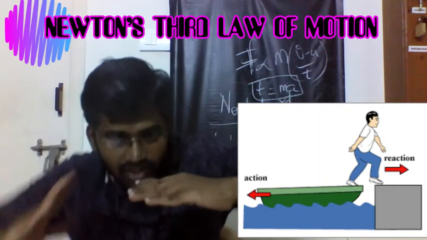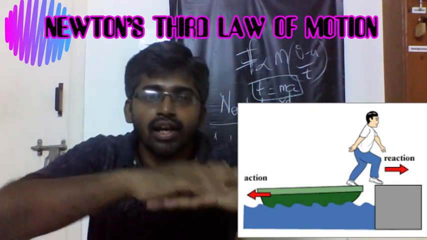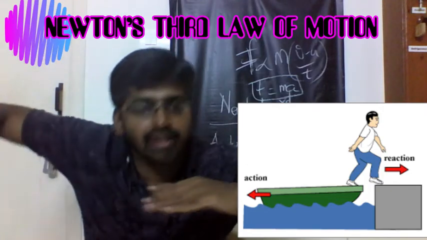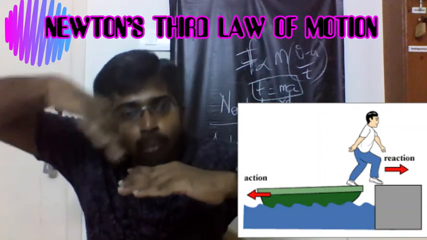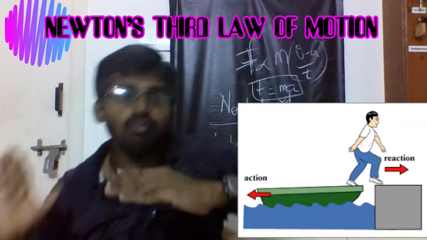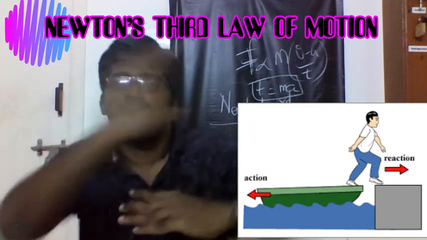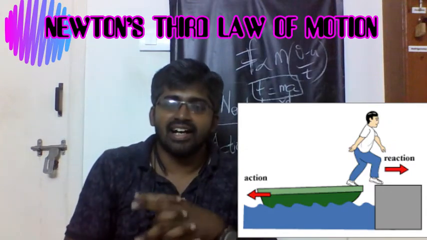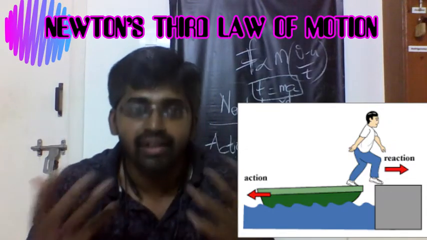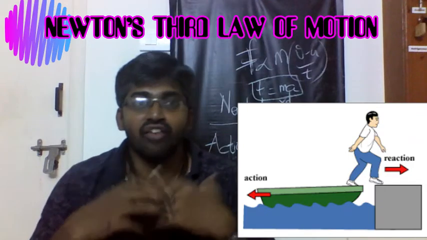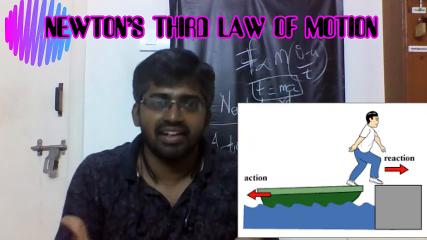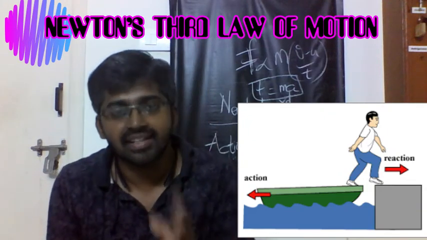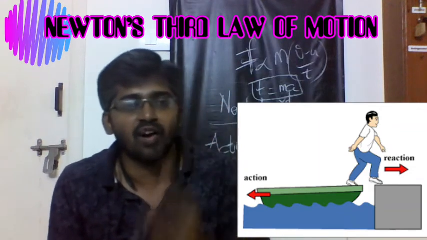So when you are jumping from the boat to the land, immediately the boat moves backward, because the force that is exerted by your leg is pulling it backward, so that the boat is moving you forward. The force exerted by the boat is moving you forward. The very way of walking or running is all because of this understanding of Newton's third law of motion.